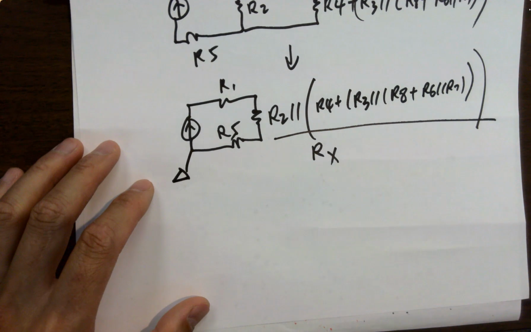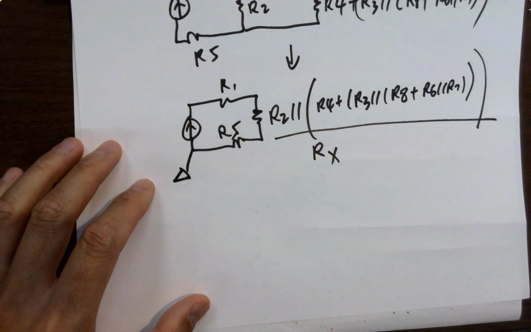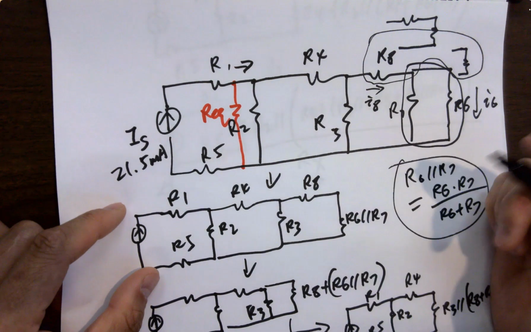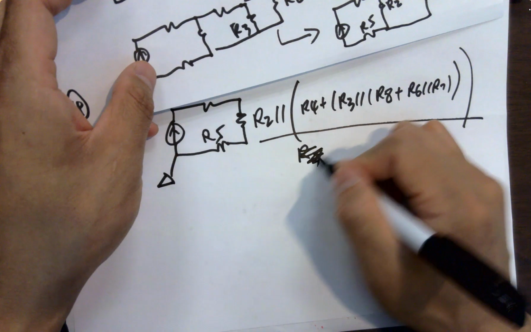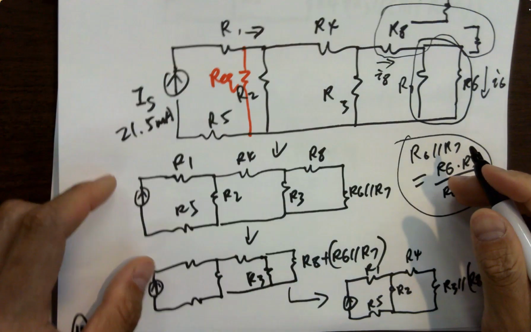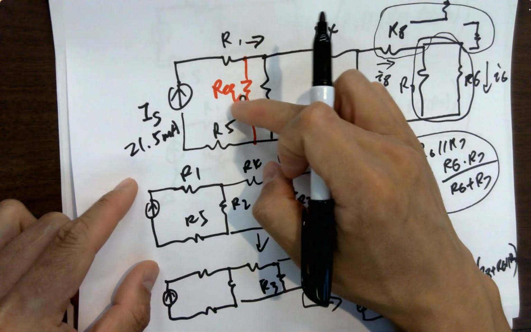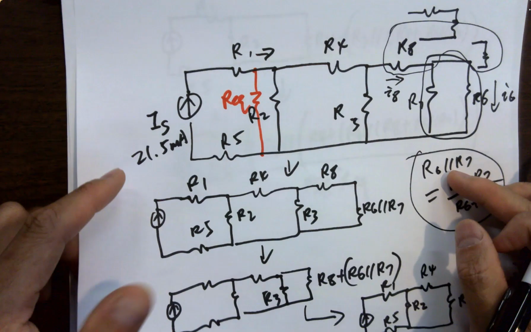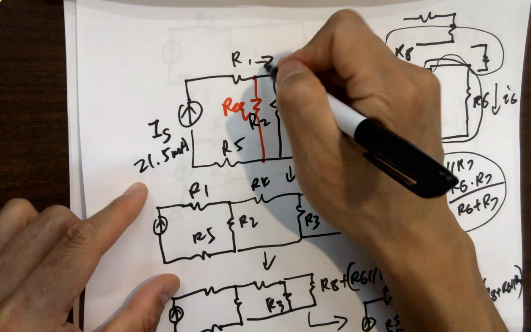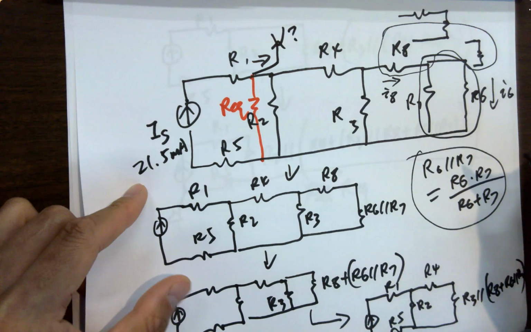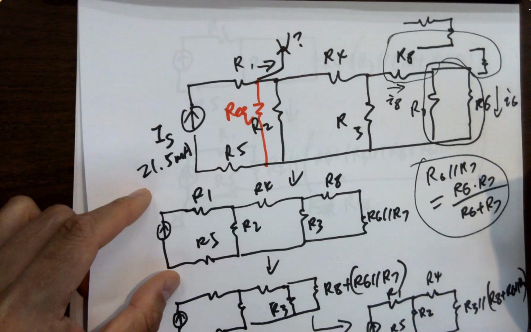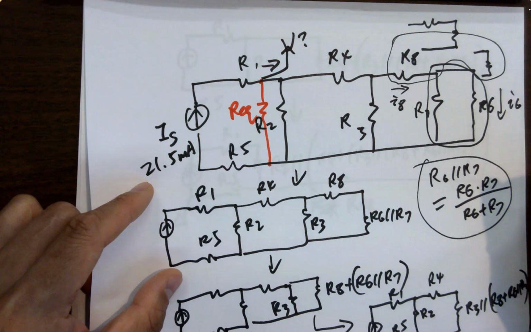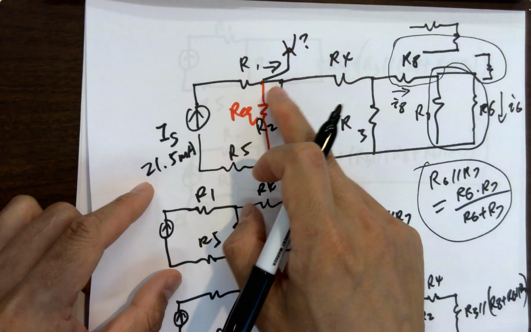Let's come back to this original circuit. It's over here. Oh, let's keep it consistent. R equivalent, REQ. So that's R equivalent to replace everything over here. Now let me ask you a question. What's the voltage here? How can we calculate the voltage at that node? That will be the next step.